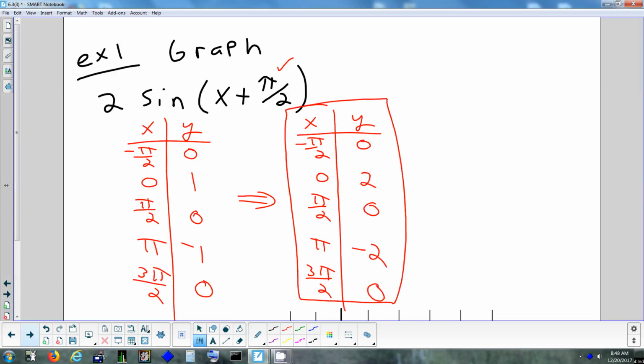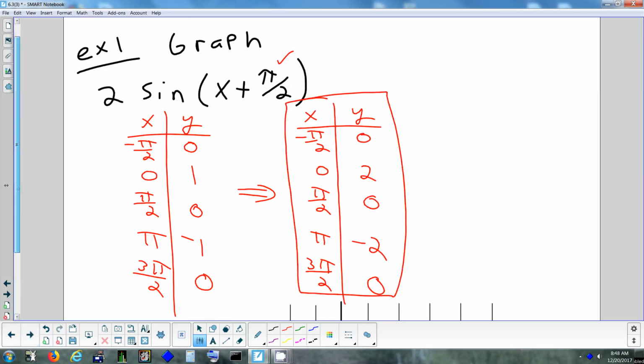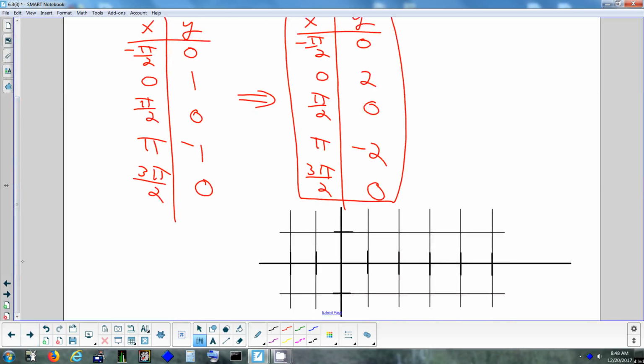There's your table. In a multi-transformation problem, I'm not grading the intermediate table, I'm just grading the final table. 1 point for each x and each y value, just like always. Okay, now let's make a sketch.